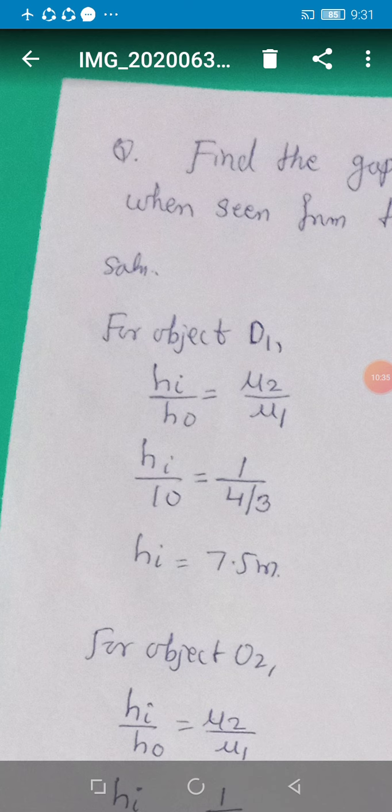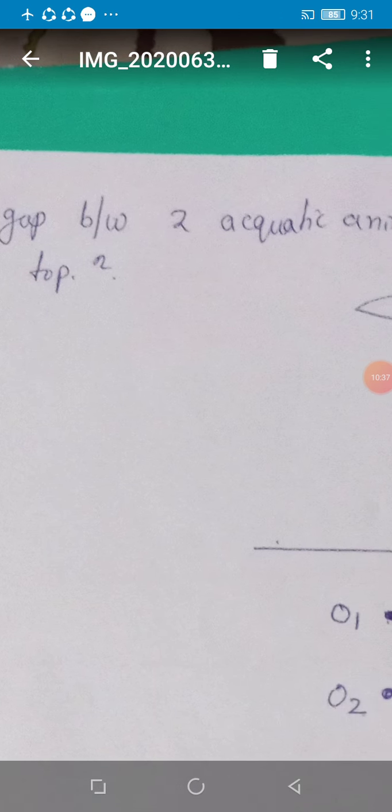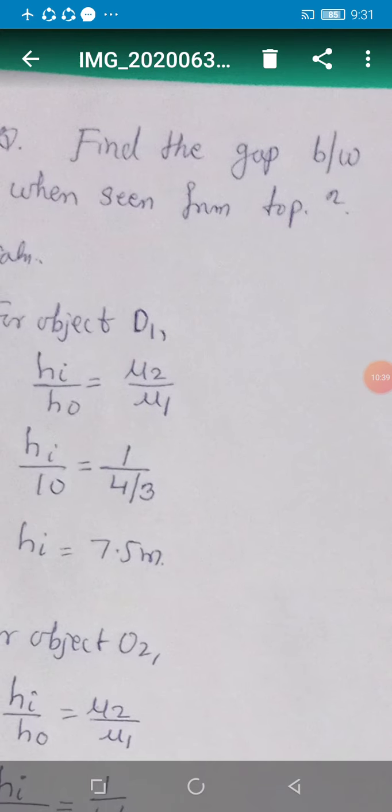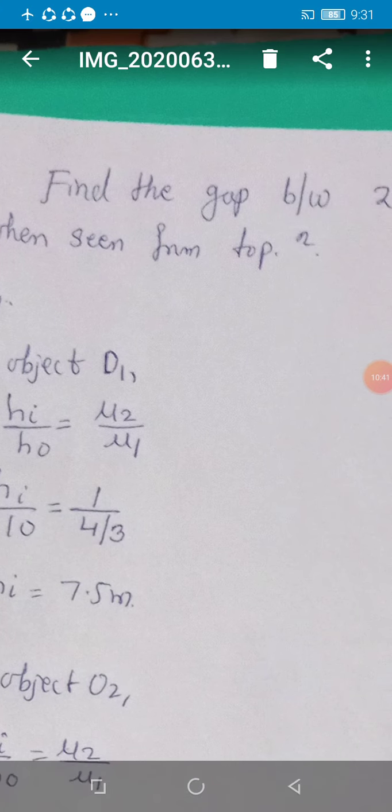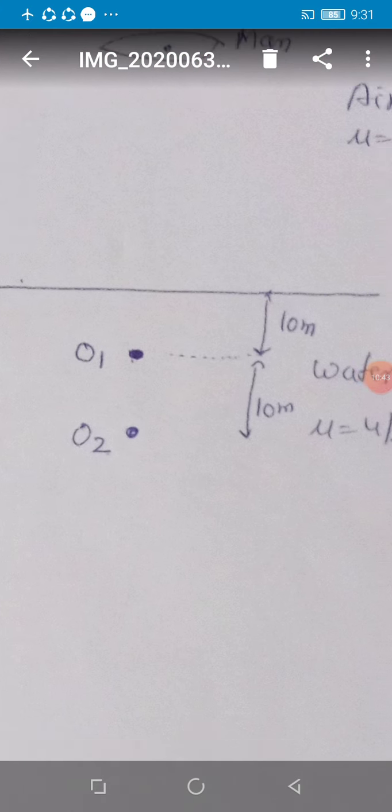See, student, what is the question? Find the gap between the two aquatic animals when seen from top. Okay, see the figure, student. It is water, and two animals are there. First, O1 I have shown, then O2. O1 is at 10 meter from the top, and O2 is 10 meter below the first object. Means the second object is at 20 meter from the surface.